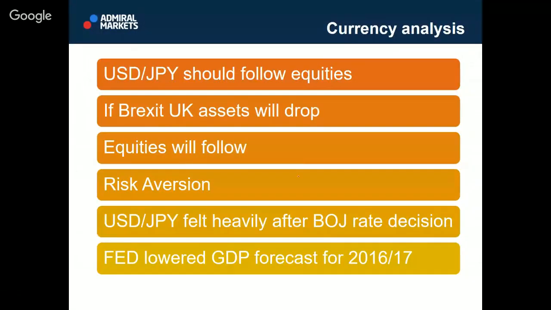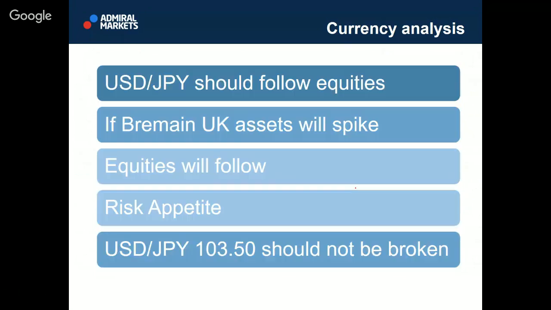Also, we need to pay attention to Ninja, or so-called Ninja, that is dollar yen. Dollar yen follows equities, guys, because all yen pairs are following equities. If we see Brexit, UK assets will drop, equities will follow. That will be followed by risk aversion. And don't forget that dollar yen fell heavily after the BOJ rate decision, and the Fed also lowered its GDP forecast for 2016-2017.